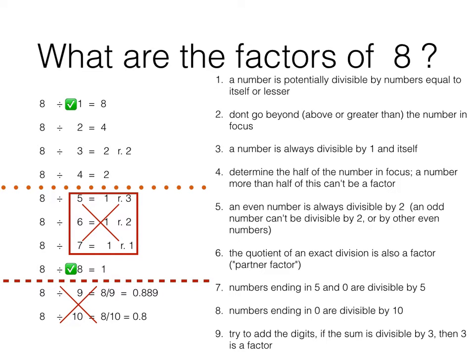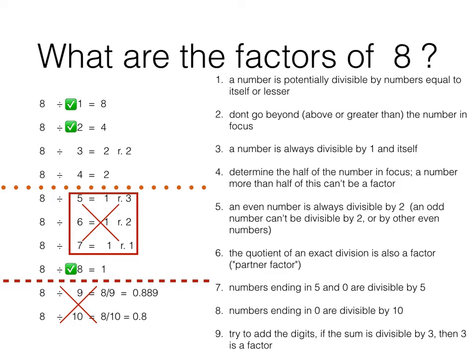Next, an even number is always divisible by 2. In the same manner that an odd number cannot be divisible by 2 or by other even numbers. In this example, 8 is an even number. Therefore, 8 is divisible by 2, and 2 is a factor of 8.